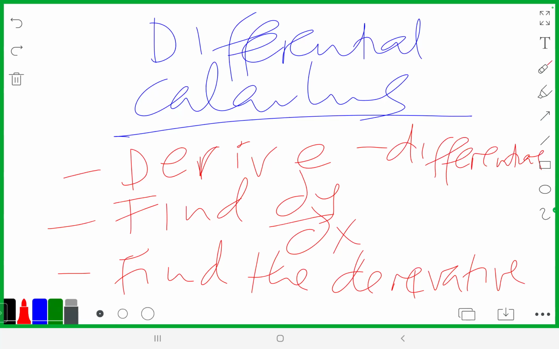All these are the commanding words. They just mean the same thing: derive, find the dy over dx, find the derivative, differentiate. All those things refer to the same thing. So now, when you're dealing with calculus, there are 4 up to 5 different methods that we use to solve equations depending on the nature of the function that we have been given. And the first one I'm introducing you to is solving the equations using what is known as the power rule.